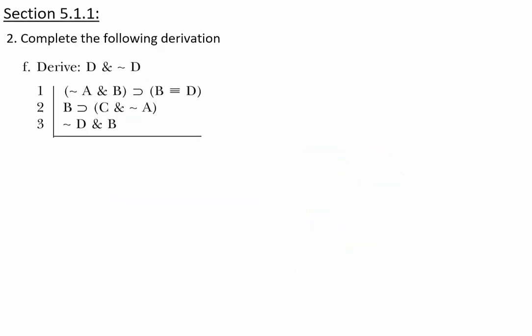Okay, section 5.1.1, problem 2F. We are asked to complete the following derivation. So what we need to do, of course, first we have a series of assumptions. Now we know we need to get to D and not D. And so we kind of have to look and see how we are going to do this.